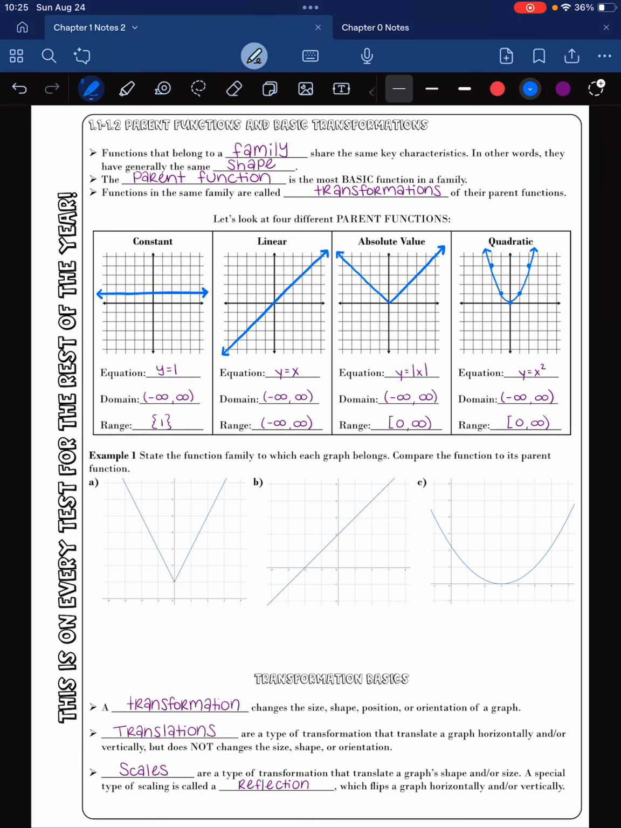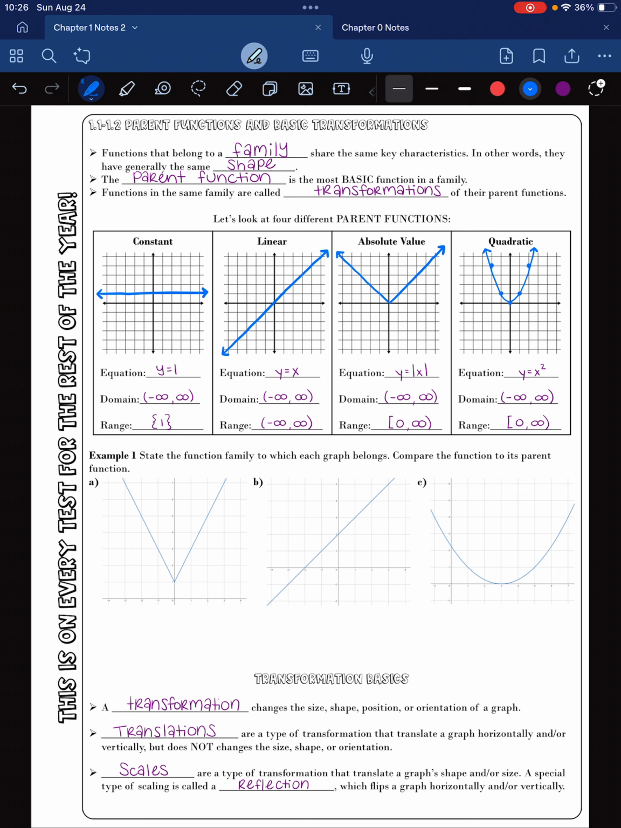Y'all. We are doing 1.1 and 1.2 today, combining two things together. And we are looking at what I would consider to be the heart of Algebra 2. So what we're going to look at today is 4 different types of parent functions.